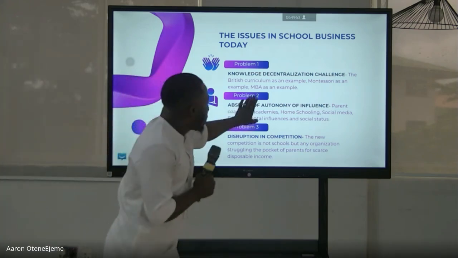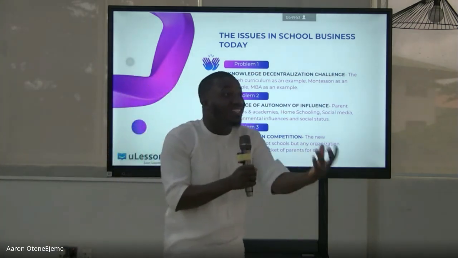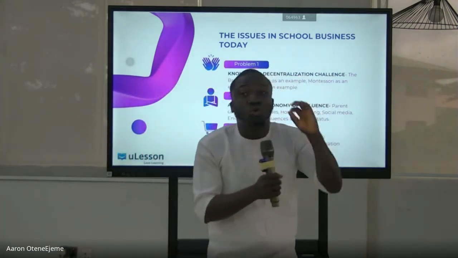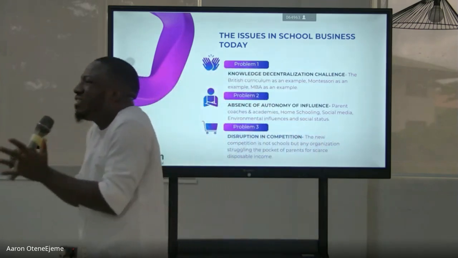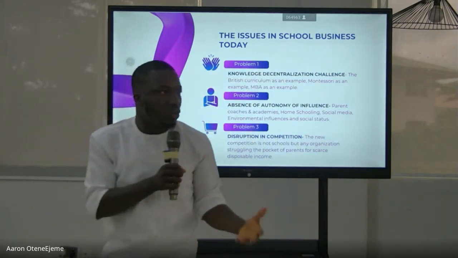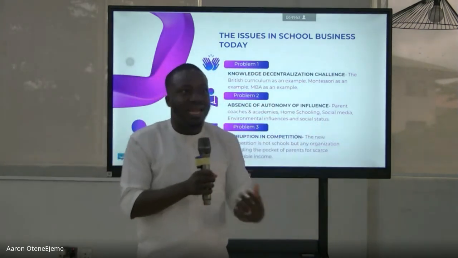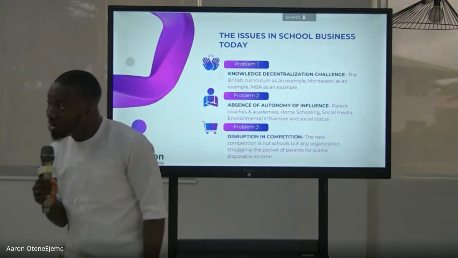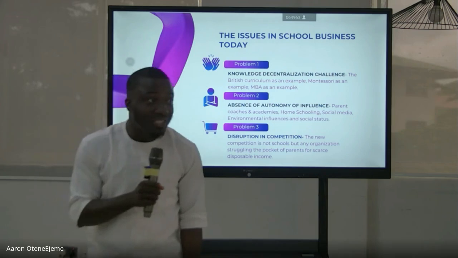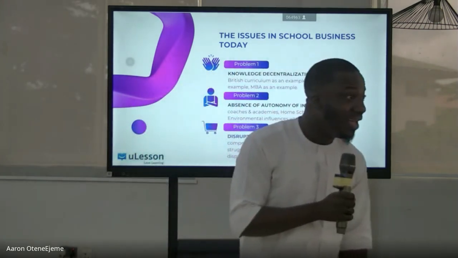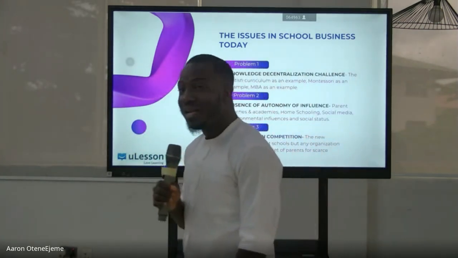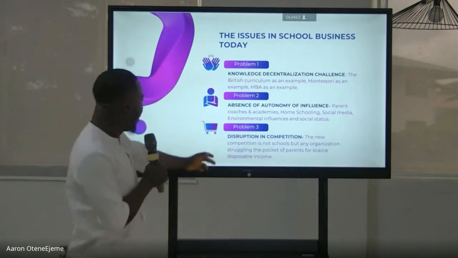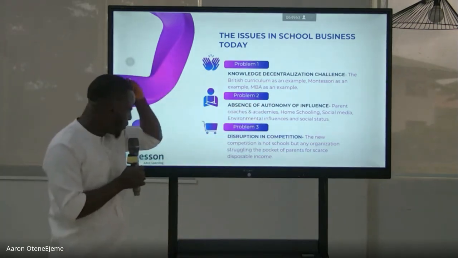So you no longer, as a school, as an institution, have that autonomy of influence. Some of us think that our parents love us so much. Yes, they do. But they love other people too now. They have other lovers. They are cheating on you. Yeah, they are cheating on you. So that's number two.